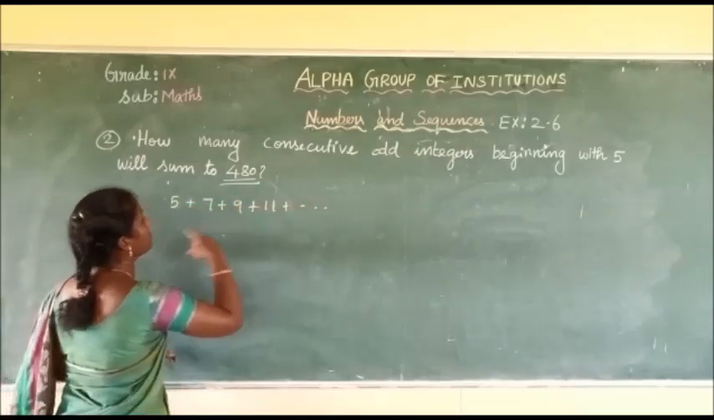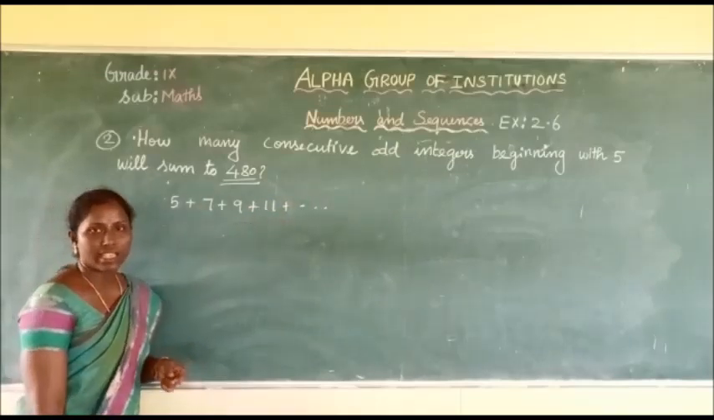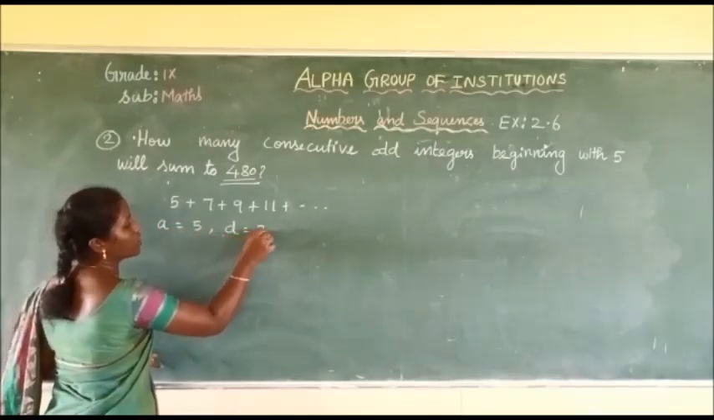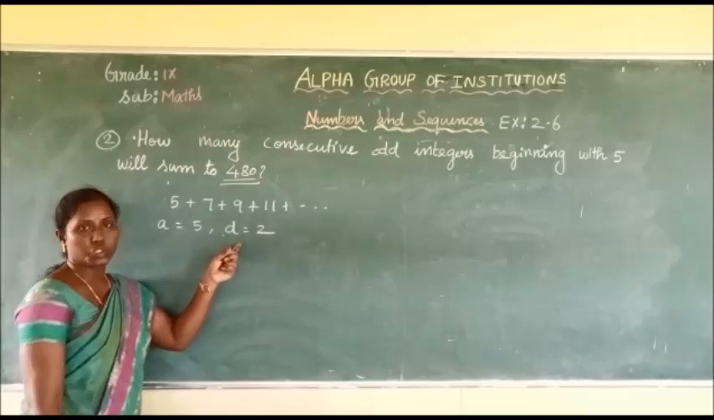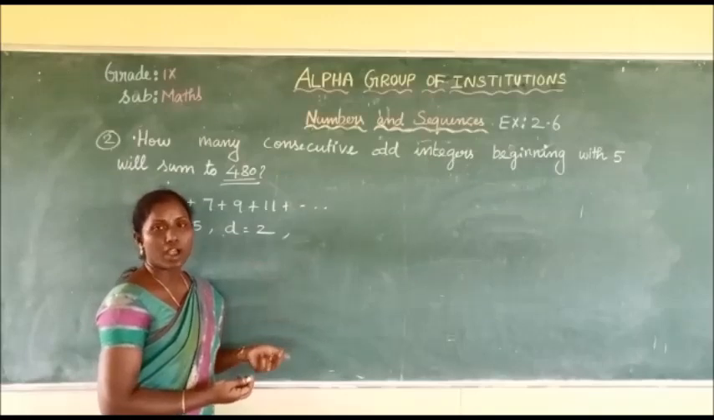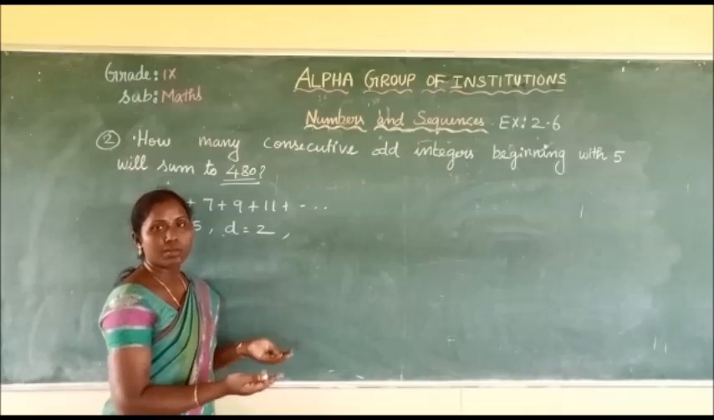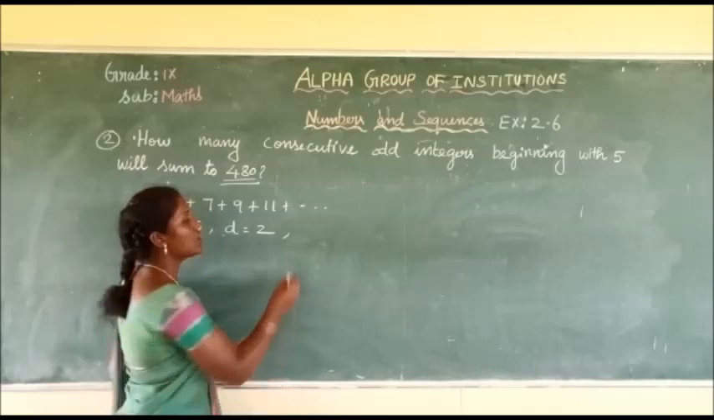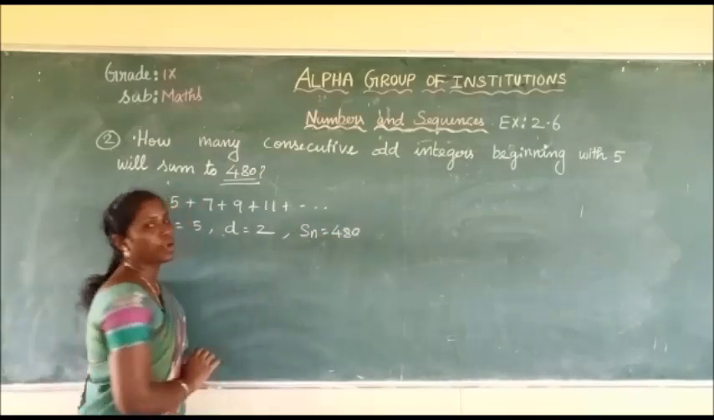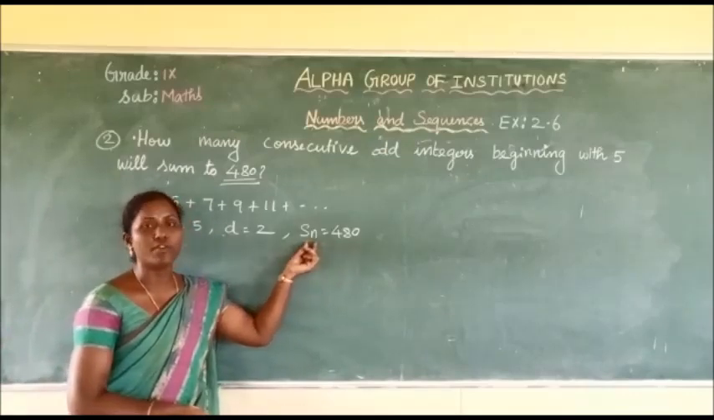See, 5, the next number is 7, 9, 11. It is an arithmetic series. Here we have the value a is equal to 5, and the common difference for the consecutive terms is 2. The number of terms I don't know. That's what we have to find here. But the summation is given. I don't know up to what term they added, so just take up to n terms. So we can take Sn is equal to 480. The sum up to n terms is 480. We have to find the value of n.